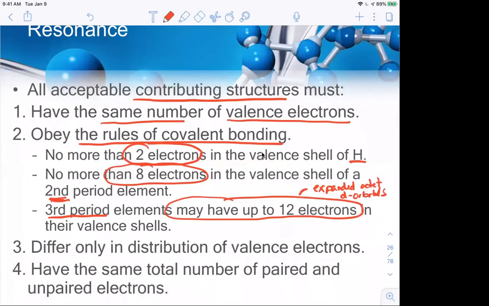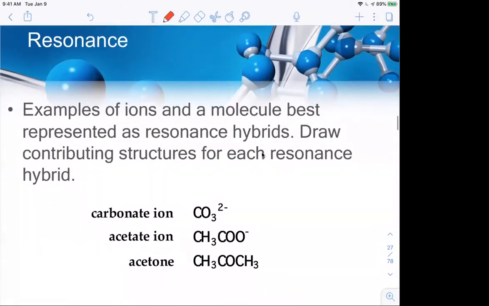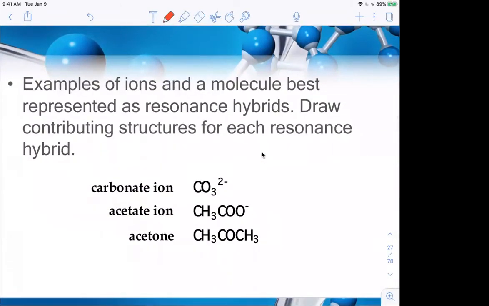My resonance structures are only going to differ in the distribution of valence electrons. My connectivity has to be the same. I also have to have the same total number of paired and unpaired electrons from one resonance structure to another. Again, this does take practice. Examples of ions in a molecule that's best represented as resonance hybrids would be these, like carbonate.